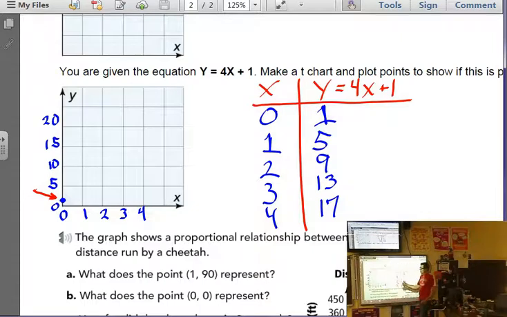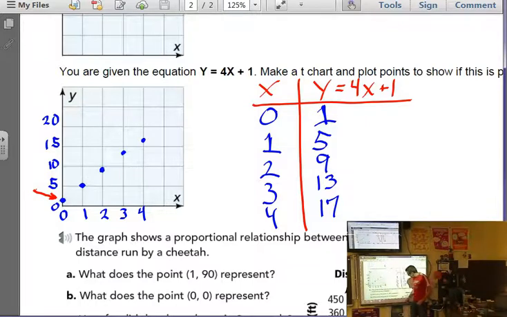Then I plug in 1, 5. Okay, go to 1 on my x, 5 on my y. 2, 9, 2 on my x, almost up to 10. 3, 13, a little over halfway between 10 and 15. And 4, 17, a little over 15, just under half.